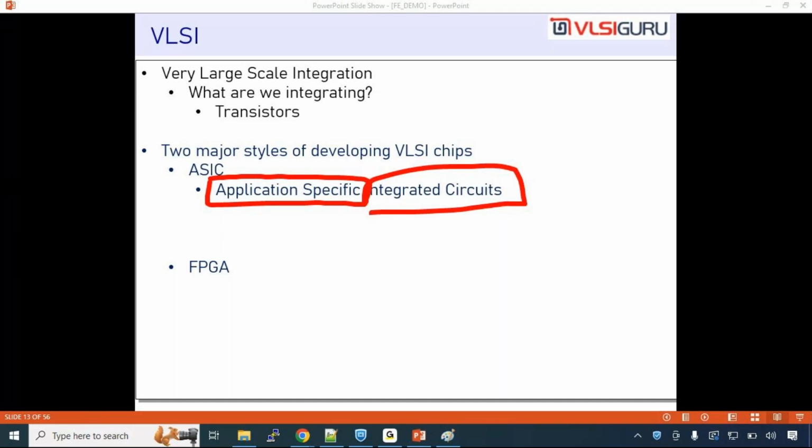Let's say once Qualcomm has manufactured that chip, it will not behave like a router. It will not behave like a laptop. It will only behave like a mobile phone. Let's say you go to Cisco, whatever chip they are developing won't behave like a mobile phone. So whatever those companies are developing is specifically to work like a specific application. That's why they are called application specific integrated circuit.